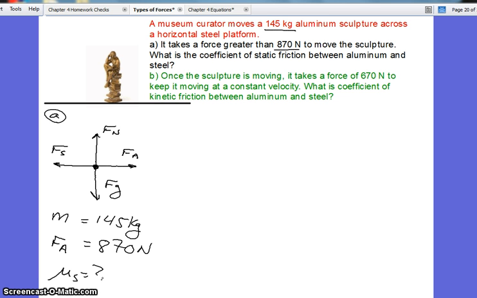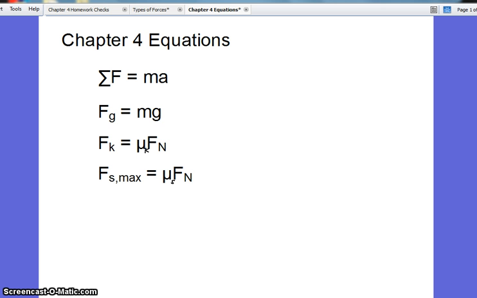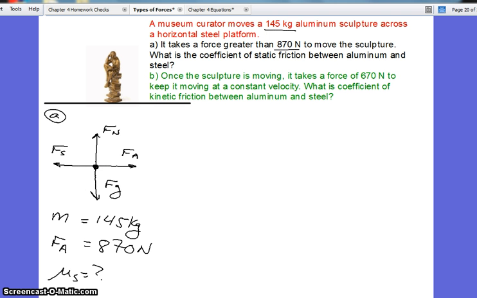Well, there is only one equation with the coefficient of static friction, and that equation is, if we go to our equation sheet right here, but we don't know either the static friction nor do we know the normal force. So we're kind of stuck right now, but let's write down the equation because we will have to use that. I'll put a box around what we're trying to find. We'll leave that for later.